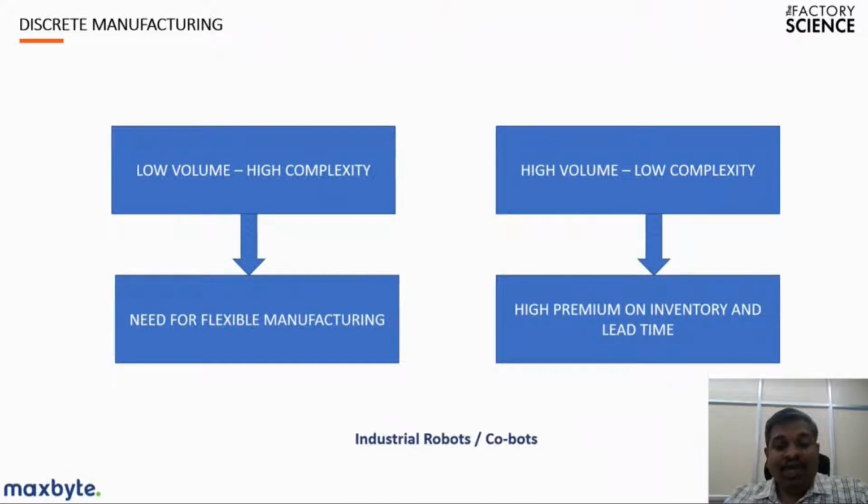Low volume with high complexity results in the need for manufacturing in a flexible manner. And when it comes to high volume, low complexity, high premium, inventory and lead time are the major factors which play a major role. The solution to this is to implement industrial robots and cobots in the discrete manufacturing sector.